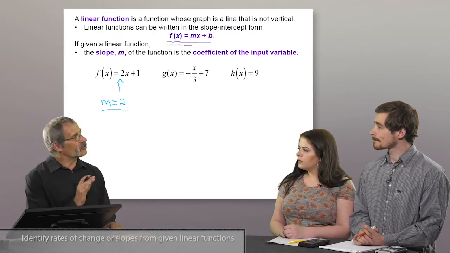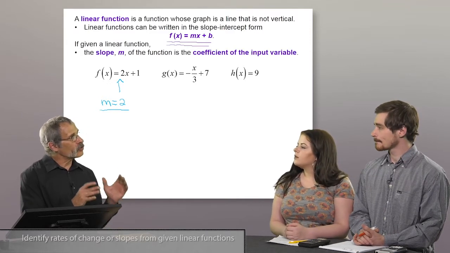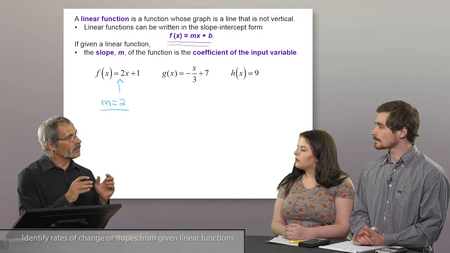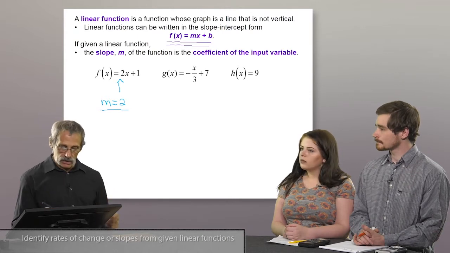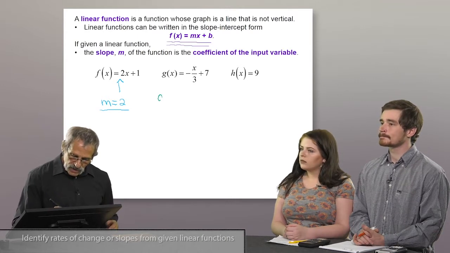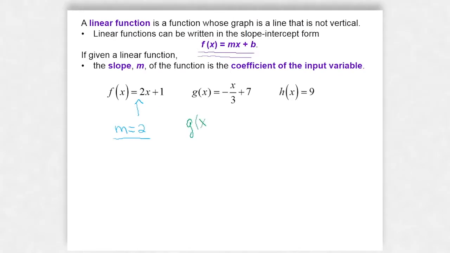Now for the second function, g of x, what I want to do is rewrite it so I can see the form g of x equals mx plus b. So go ahead and rewrite it so I can see that coefficient clear as day. I would write g of x is equal to, could you do negative 1/3 times x? Very good. And then plus 7. Good. Now I can read off my coefficient in front of the x. What would that be? That would be negative 1/3. Very good. So I have m is equal to negative 1/3.